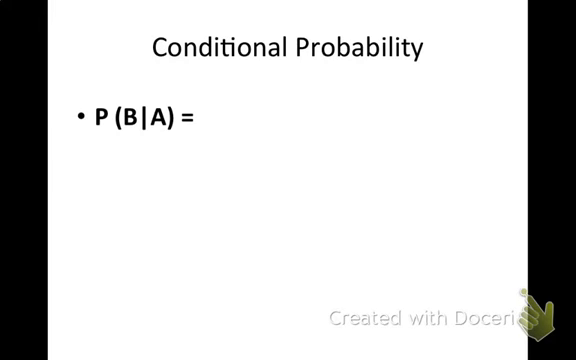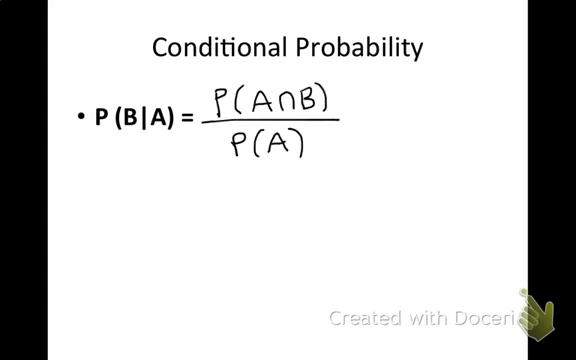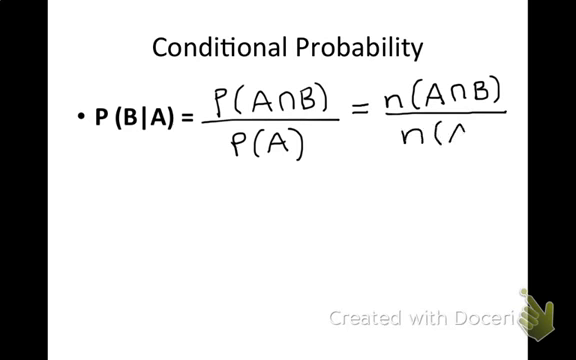Conditional probability. The probability that B happens, given that A has already happened, is equal to the probability of A and B occurring divided by the probability of our given, which is A. So that's what we would use if we are given the probability. If we want to find the probability and we're given the numbers, we can use the number of things that fall in A and B, the intersection, and divide it by the number of things that fall within our given. So let's apply it.